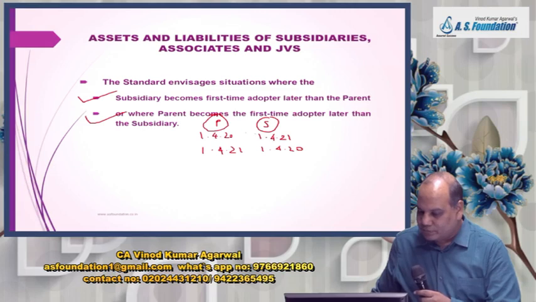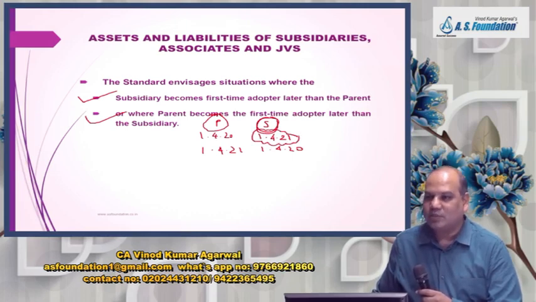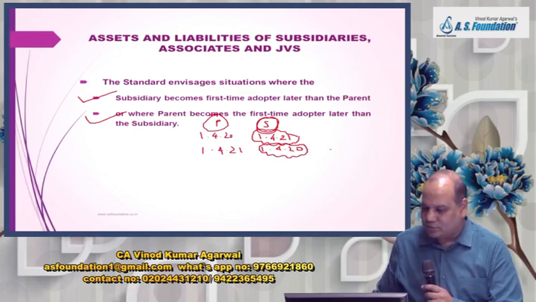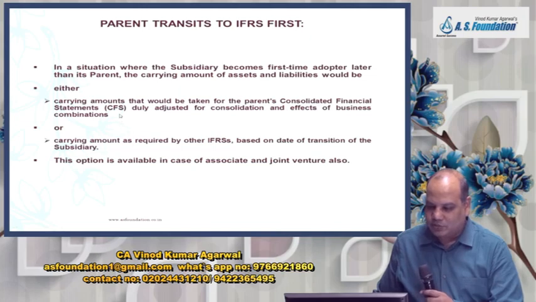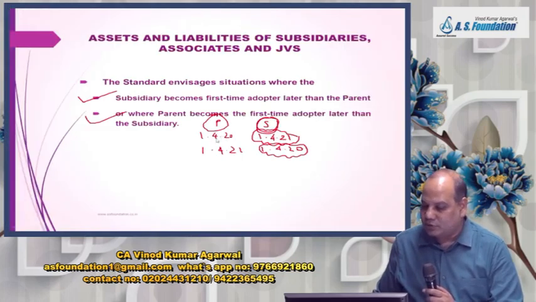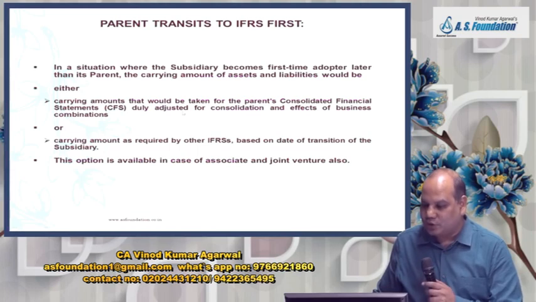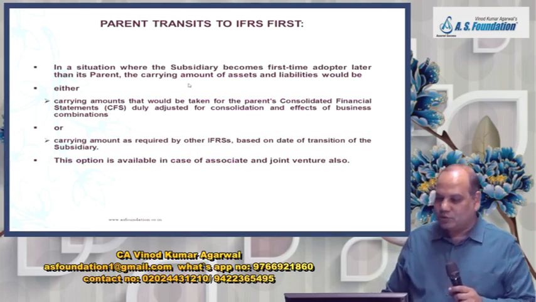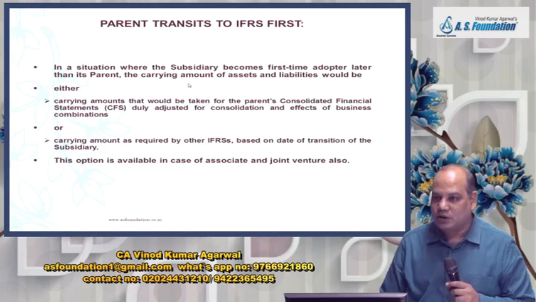Now the problem is, when subsidiary becomes first time adopter later than the parent, what would be the carrying amount of assets and liabilities on the date of transition? So therefore, there are two paragraphs dedicated for that purpose. First example, parent transits to IFRS first. Parent had become first time adopter on 1/4/20. Subsidiary became afterwards 1/4/21. The question is how the subsidiary's assets and liabilities will be measured.